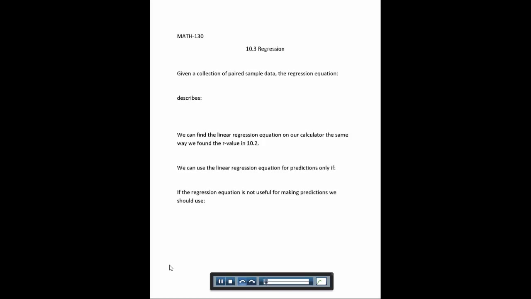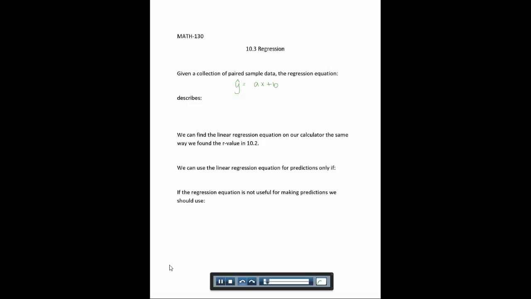In section 10.3, we're going to talk about regression. So we're actually going to try to find, if there is correlation, the line that would best go through those data points. Given a collection of paired sample data, the regression equation, the line we want to find, we call y hat equals ax plus b.